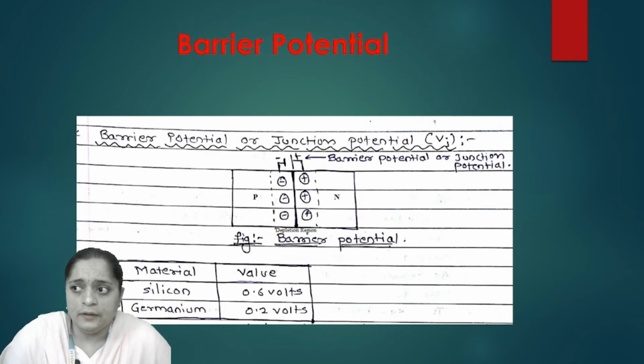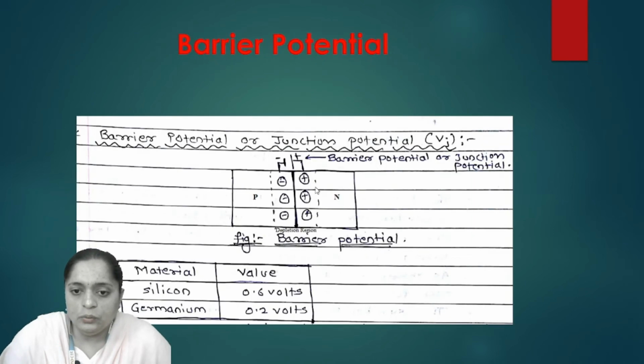Already we have seen how a depletion region gets created. After that, the next step is barrier potential. Barrier potential is also known as junction potential. How will it get created? Again, it consists of p-type and n-type semiconductor material. Near the junction, positive ions accumulate on the n side and negative ions accumulate on the p side, and these are the immobile ions accumulated near the junction.